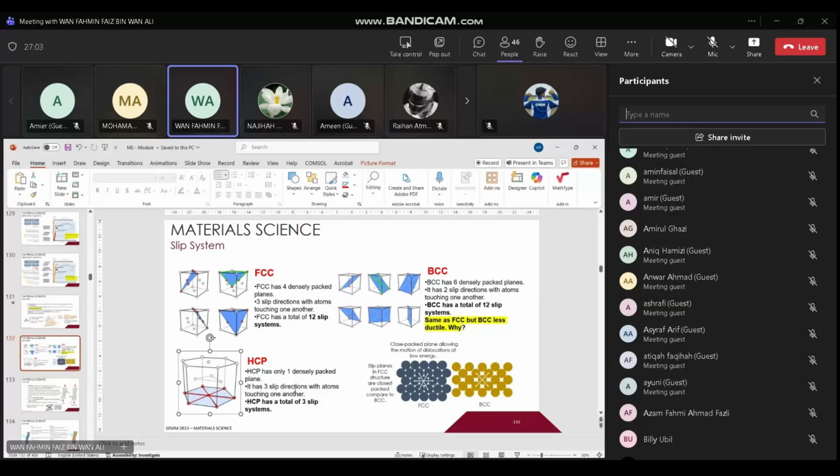deformation. As you see in this slice, you only have one densest plane, and then you have 3 directions: 1, 2, and also 3. So the total slip systems in HCP is about 3, the lowest when compared with FCC and BCC. Technically, this makes HCP, the hexagonal close-packed metal, stronger compared to FCC and also BCC.